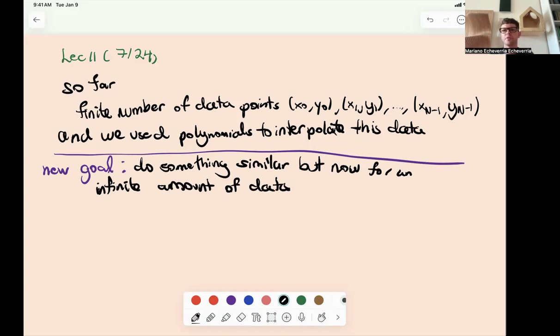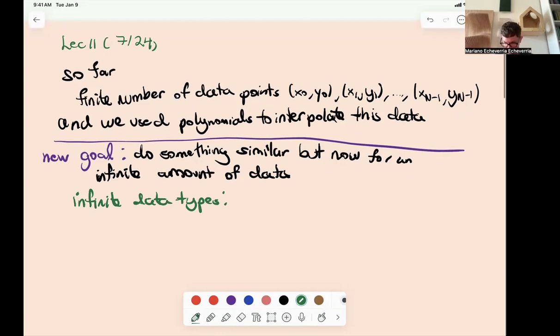Okay, and there are two types of infinite amounts of data you could think of. The first type is what you would call the discrete version. Okay, and that is basically more or less what a sequence is. So the discrete version are sequences.